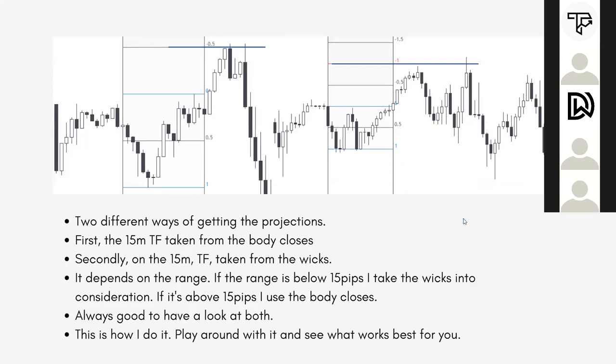The first one is, we always use the 15-minute time frame. The first one is taken from the body closes, and the second one is taken from the wicks. It all depends on the range. If the range is below 15 pips, I take the wicks into consideration. If it's above 15 pips, I use the body closes. It's always good to have a look at both just to see how they align with each other. This is how I do it, so you have to play around with it and see what works best for you, and come to the conclusion of whether you'll be using this or not.